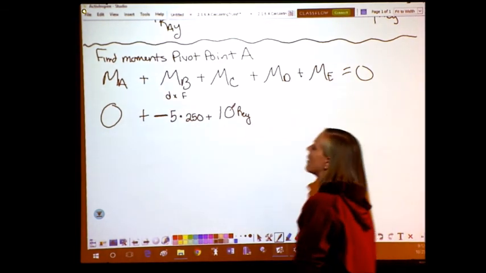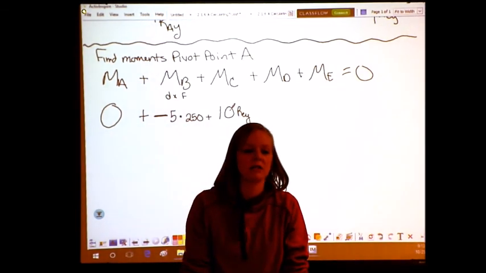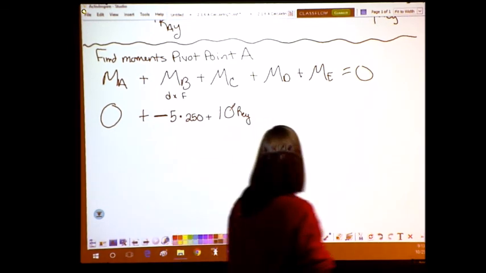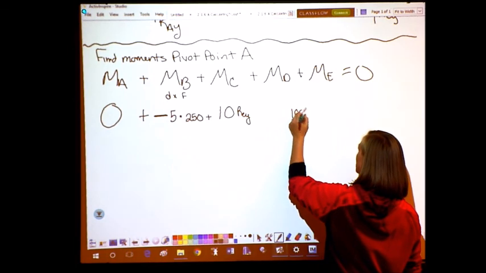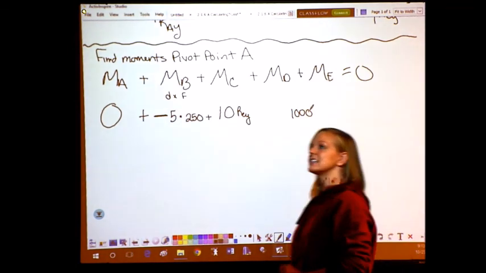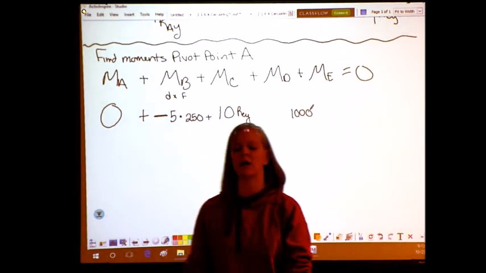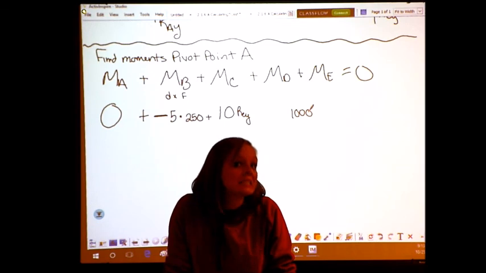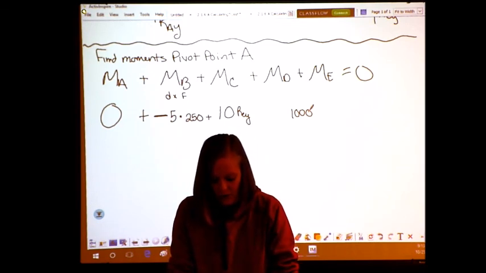All right, now go to the moment at D. What is the force on letter D? 1,000. We're not going to say negative yet. We might say negative, but that's an up and down force. What's the left and right distance from A? Be careful with this. Look at A and D. How far horizontally are they spaced out? 3.